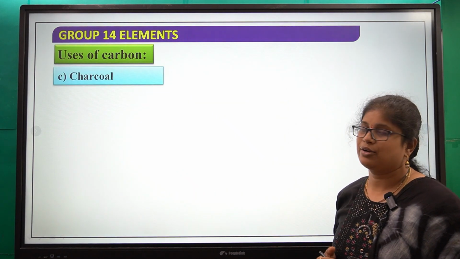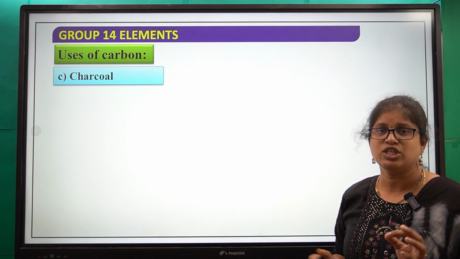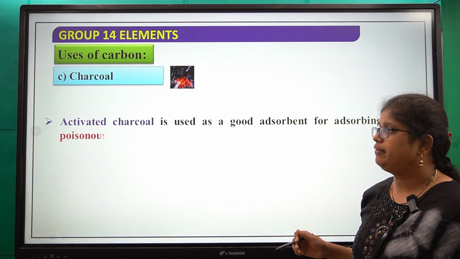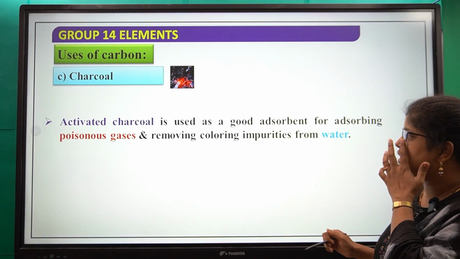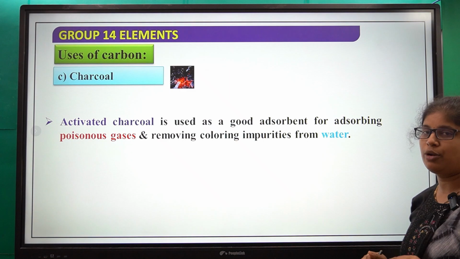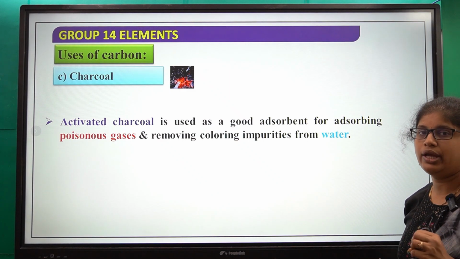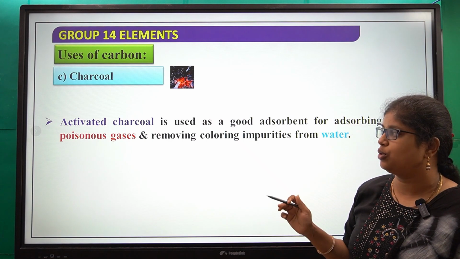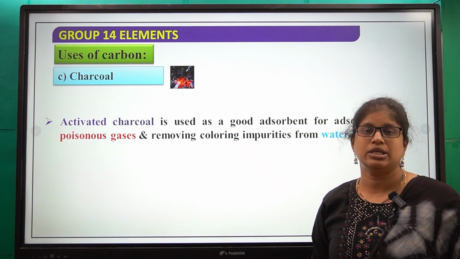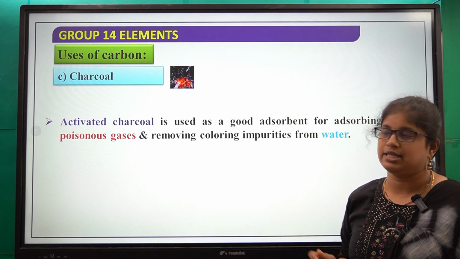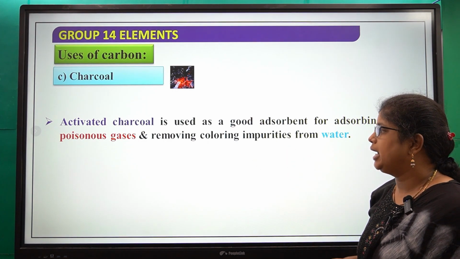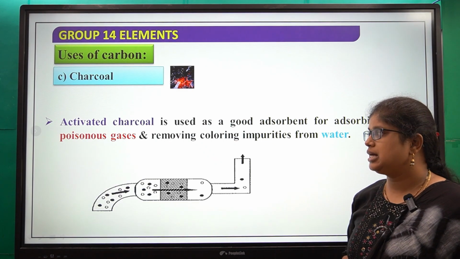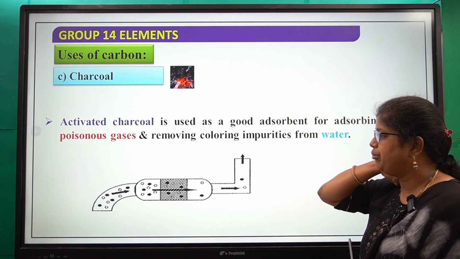Next, charcoal. Charcoal is the amorphous form of carbon, right? So where are we using this charcoal? Activated charcoal is used as a good adsorbent for adsorbing poisonous gases. The poisonous gases are adsorbed on the surface of this charcoal. That's why it is used as an adsorbent for poisonous gases and for removing coloring impurities from water.